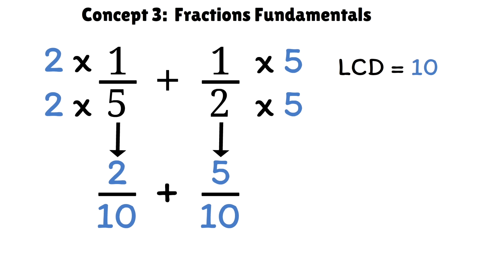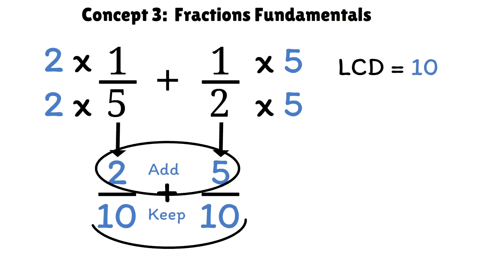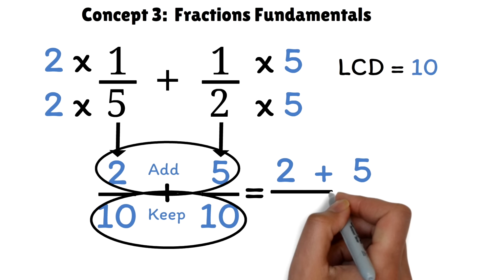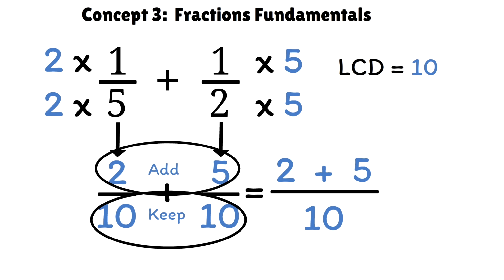Now, since the denominators are the same, let's add the top numbers, or numerators, of the two fractions and keep the bottom number, denominator, as 10. So, 2 plus 5, all divided by 10. This gives us the answer, 7 over 10. Our final answer. Note that this method also applies when you are subtracting fractions.